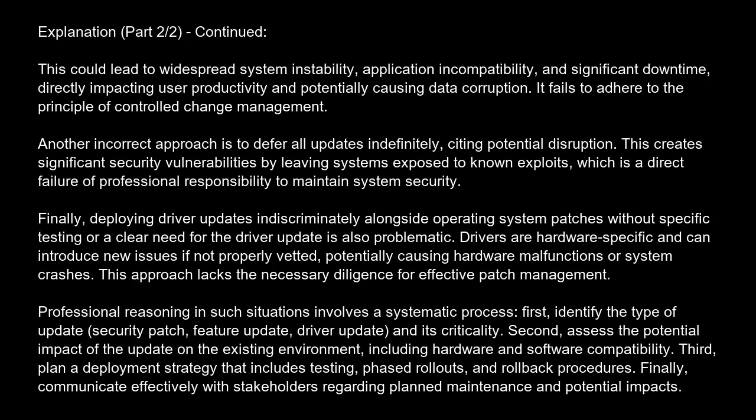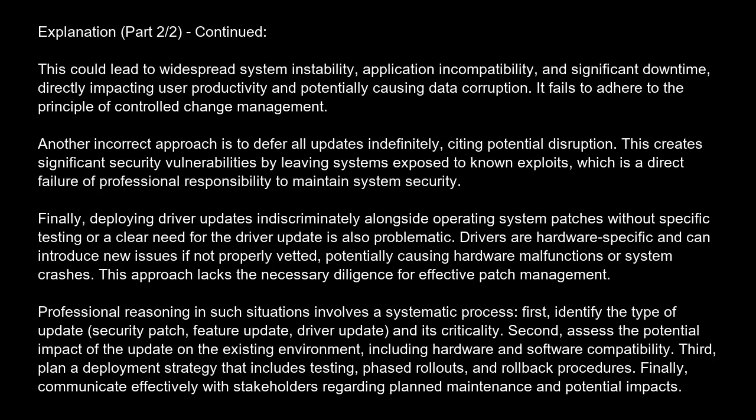This could lead to widespread system instability, application incompatibility, and significant downtime, directly impacting user productivity and potentially causing data corruption. It fails to adhere to the principle of controlled change management. Another incorrect approach is to defer all updates indefinitely, citing potential disruption. This creates significant security vulnerabilities by leaving systems exposed to known exploits, which is a direct failure of professional responsibility to maintain system security.